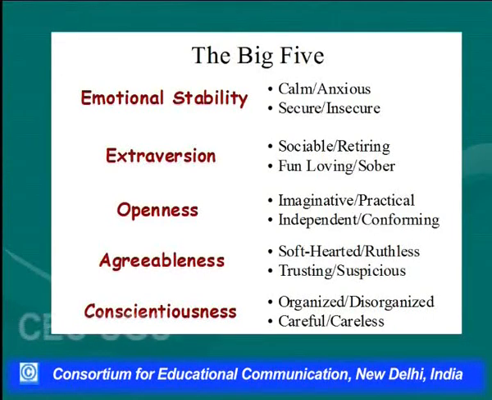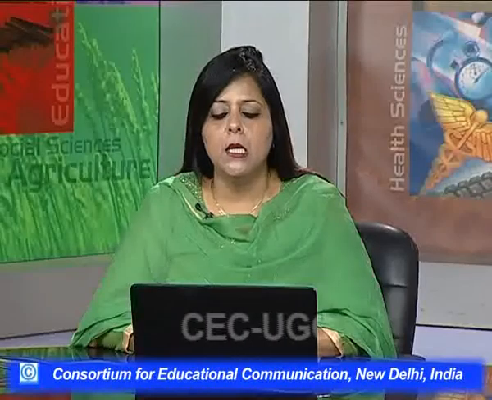Then we have extroversion, that is either you are sociable and fun loving, or you are retiring or sober. If openness is there in your personality as a big 5 factor, you become imaginative, practical, independent and conforming. Agreeableness talks about soft heartedness and the trusting factor. On the contrary, we talked about the ruthless and suspicious person. With conscientiousness, either you are organized or unorganized, careful or carefree. So these were the factors we have discussed.